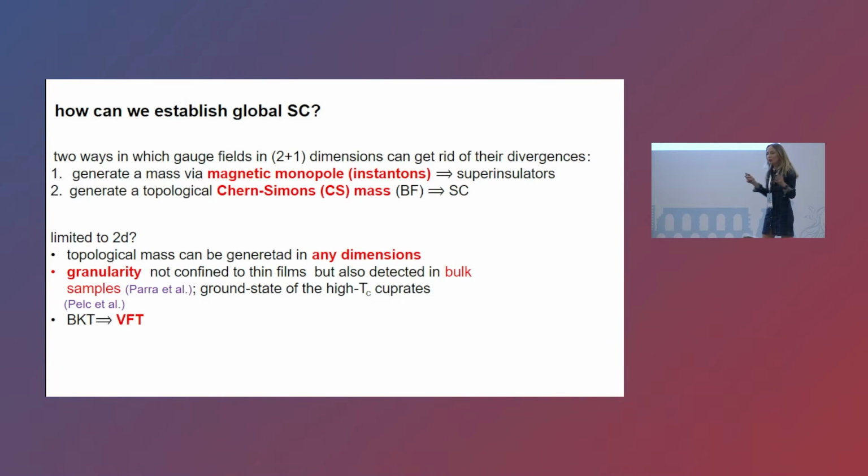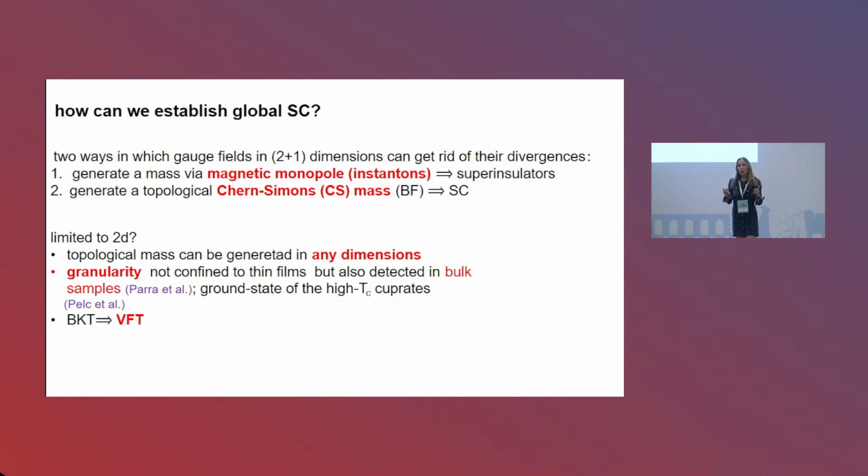Now, I thought about 2 dimensions, but is this limited to 2 dimensions? No, the answer is no, because this mechanism of generation of topological mass can be extended to any dimension. And moreover, it has been experimentally found that granularity is not confined to films, but can exist also in bulk samples, and it has been found also in the ground state of high-Tc superconductors.